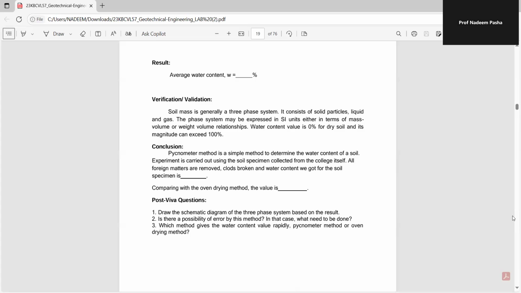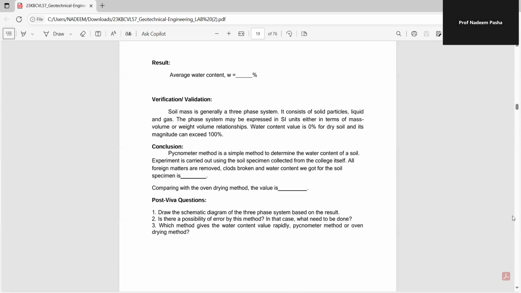So what is the conclusion? The conclusion is that the pycnometer method is a simple method to determine the water content of a soil. The experiment is carried out using the soil specimen collected from the college itself. All foreign matter is removed, clods broken, and we get the water content from the soil specimen only. Comparing with the oven drying method, the value is this much.